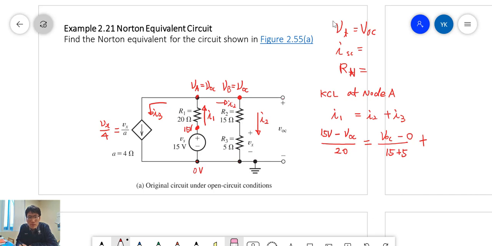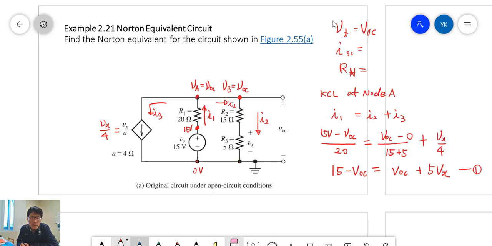And the I3 current, how much is the current? Vx over 4. So those are the equations we can obtain. We can multiply by 20 on both sides, so then we get 15 minus VOC equals VOC plus 5Vx. So we obtained one equation.